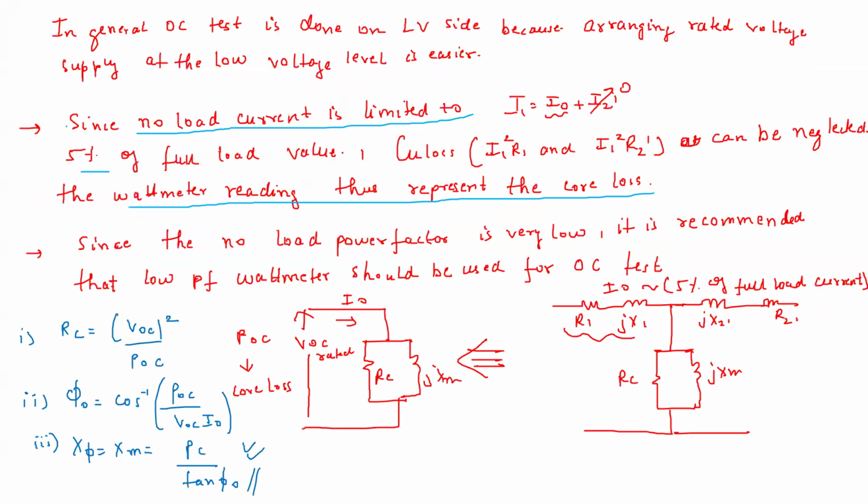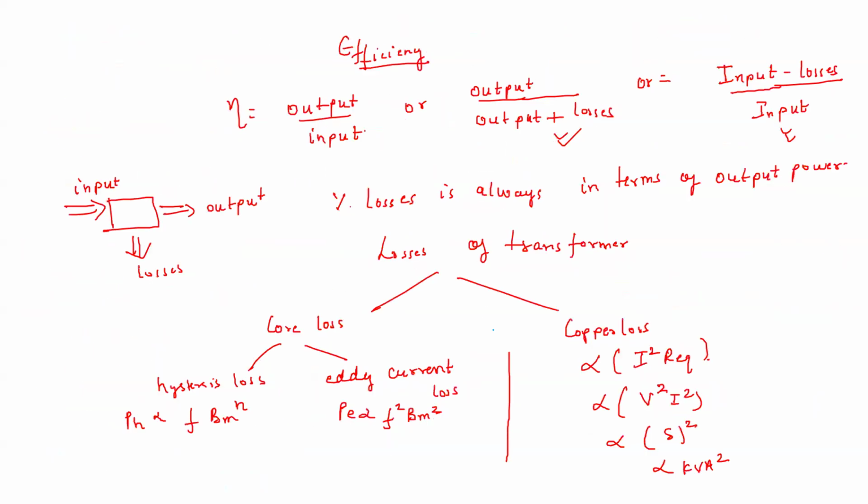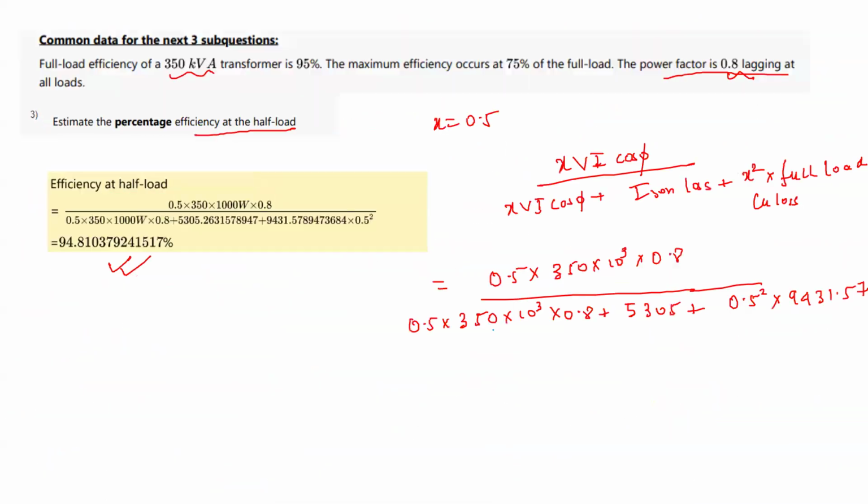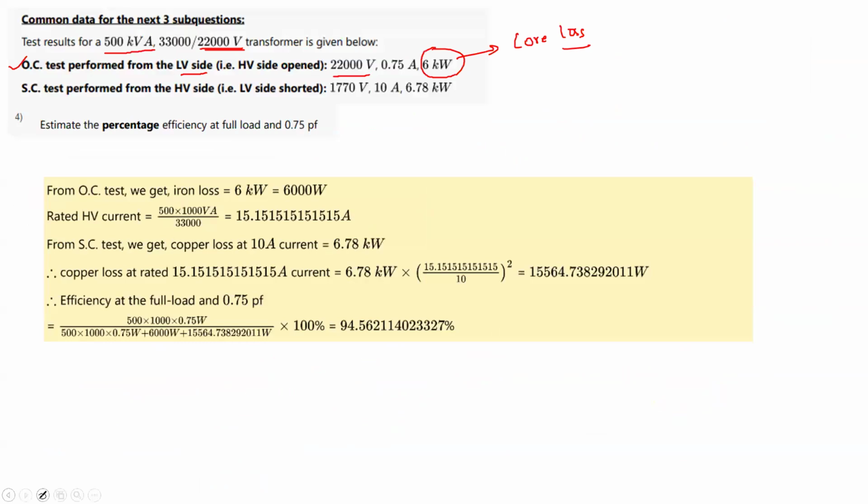Okay, so here also if you do it at the rated voltage. Okay, so this has to be at the rated voltage, otherwise this will not be the core loss. Okay, similarly for the copper loss. So coming back to this question, now here you see this is the thing. Now what is the next statement? The next statement is that the SC test is performed from the high voltage side. Okay, and this voltage and this current.